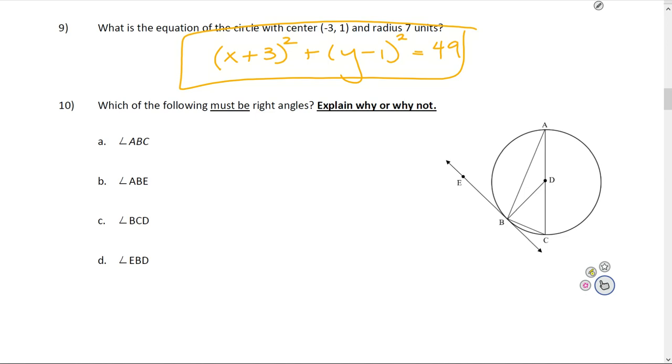Okay, in number 10, which of the following must be right angles? Well, ABC intercepts a semicircle. And so this is 90 degrees. And the theorem is called Thales Theorem. Or say that the intercepted arc intercepts a semicircle.